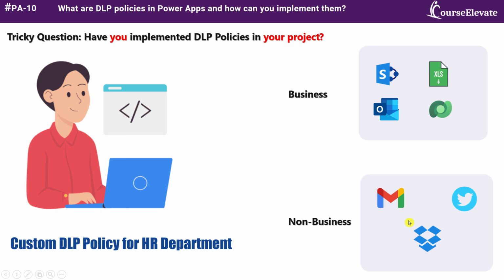This policy blocked users from using business and non-business connectors together in the same app or in the same flow. For example, someone tried to use SharePoint plus Gmail in Power Apps to email employee data. The DLP policy automatically blocked it. This helped prevent sensitive data from being sent outside the organization.